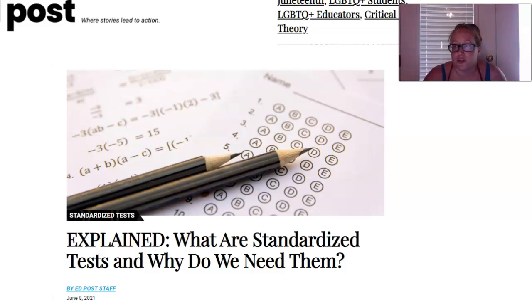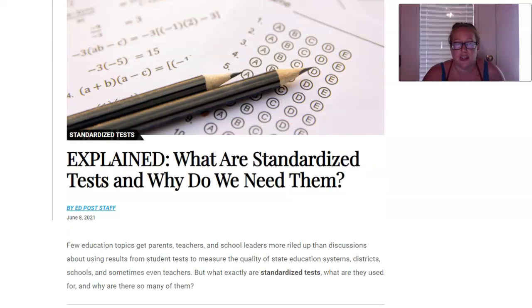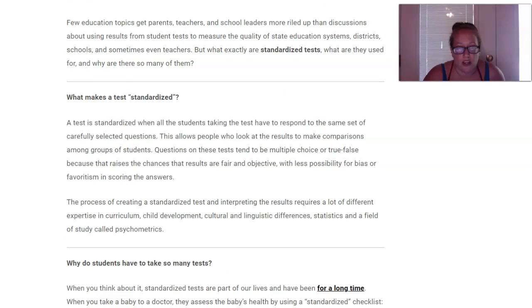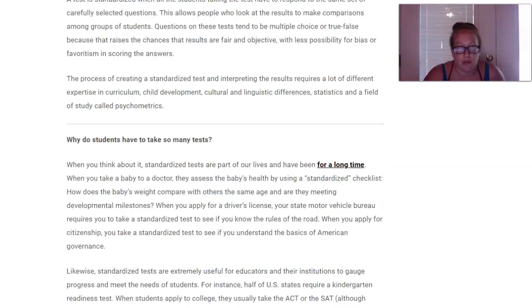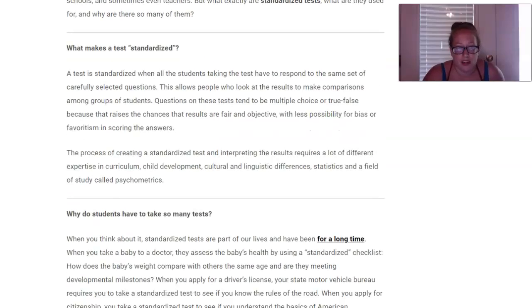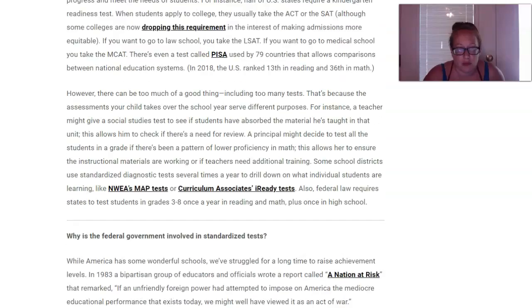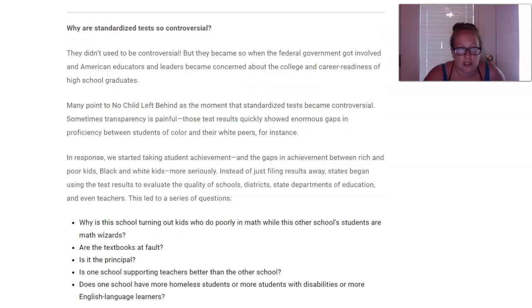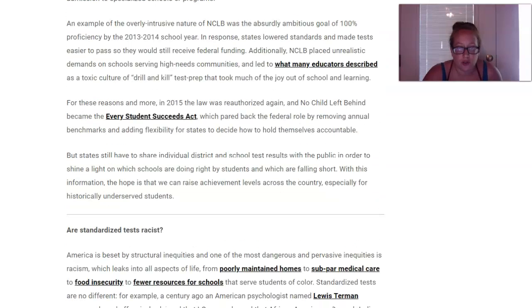With this one, when you're scrolling through, you notice it's a little bit secondary because it gives commentary and takes a stance on the issue, but it's tertiary in the sense that it's mostly going over questions and trying to give answers to questions about the issue. So what makes a standardized test? Why do students have to take so many tests? Why is the federal government involved? Why are standardized tests so controversial? So it goes through a lot of different information.